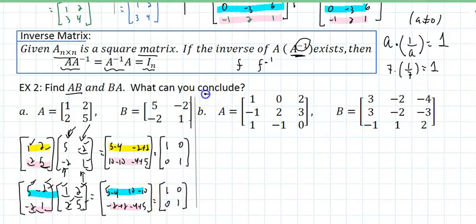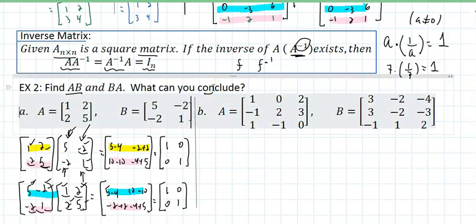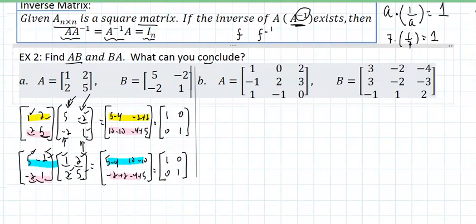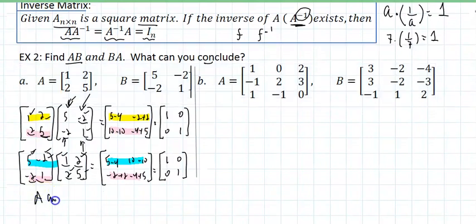So what can you conclude? I conclude that A and B are inverses of each other. It doesn't matter which is which. A and B are inverses of each other. So one of those is the inverse of the other. If I go for AB on part B, well, the same deal.